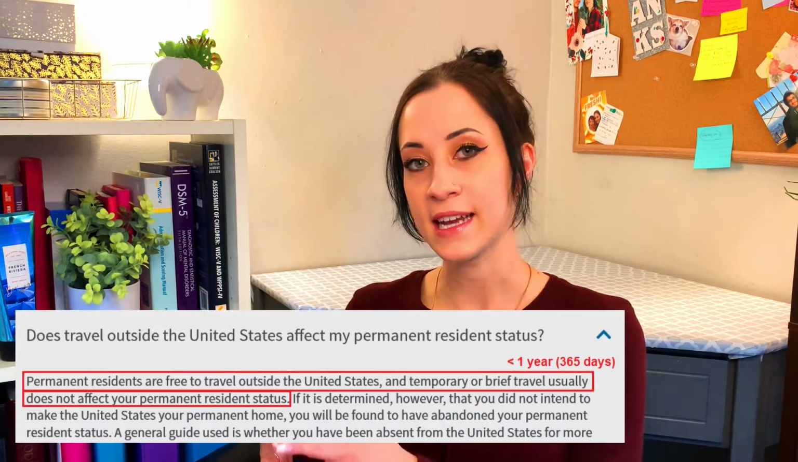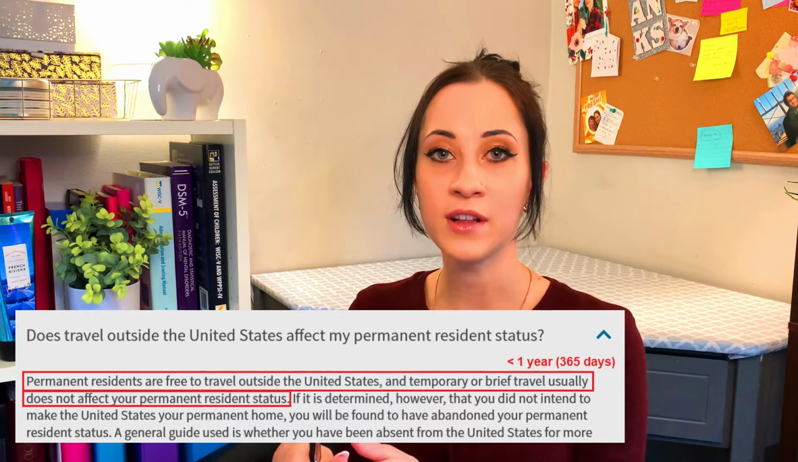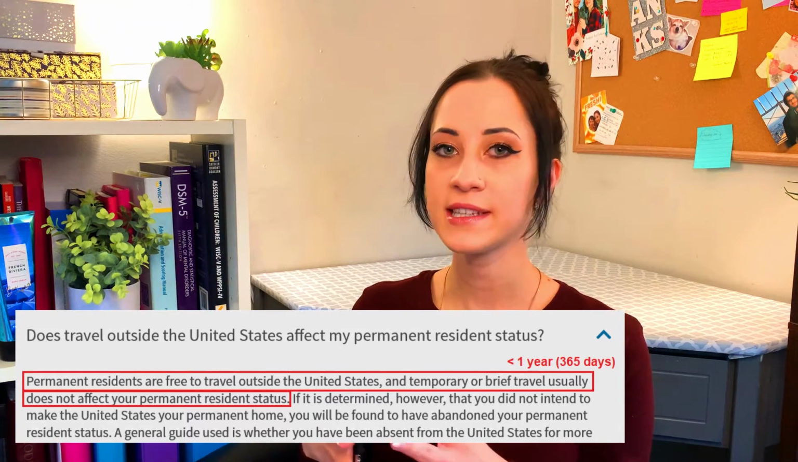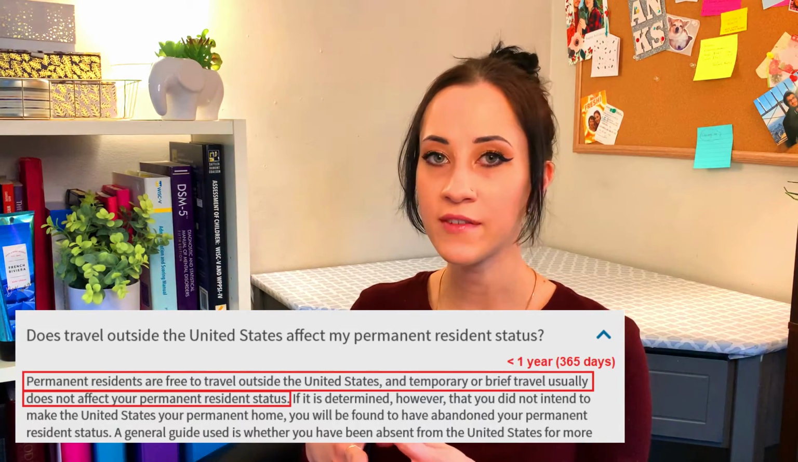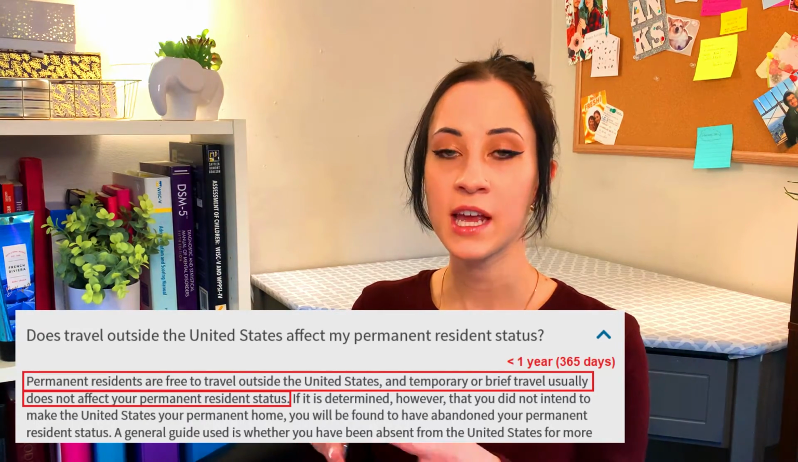So you may be wondering, if I already have a green card, why do I need to apply for a reentry permit? Doesn't a green card already allow me to travel outside of the United States without having to apply for a visa to come back? And yes, that is true. With a green card, you may travel outside of the United States for brief periods of time. USCIS does allow you to travel outside of the United States without applying for a reentry permit for up to 1 year.